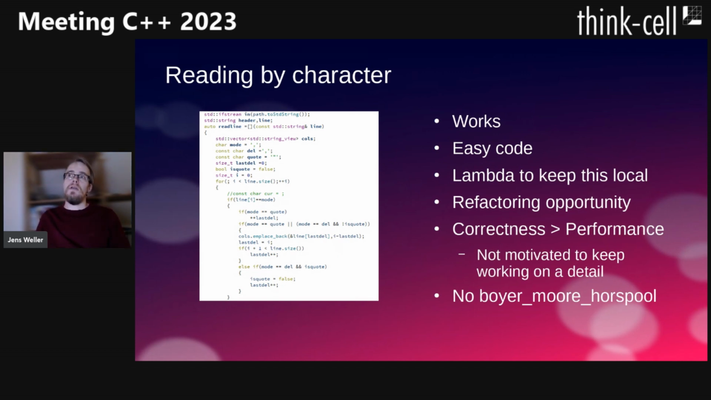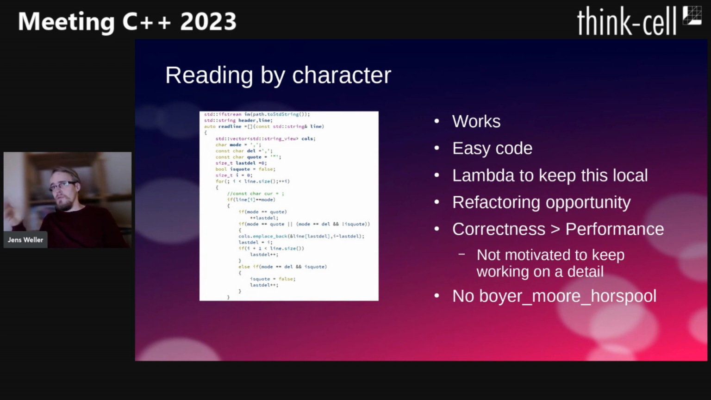Then I do reading by character. And this works. It's easy code. I've purposefully written this code in a lambda to keep it local and maybe to port it to some normal function later. But that probably will never happen. I will just delete this code after this year and we're done. As I say, it's a refactoring opportunity, but it's working code, and correctness is more important than performance.